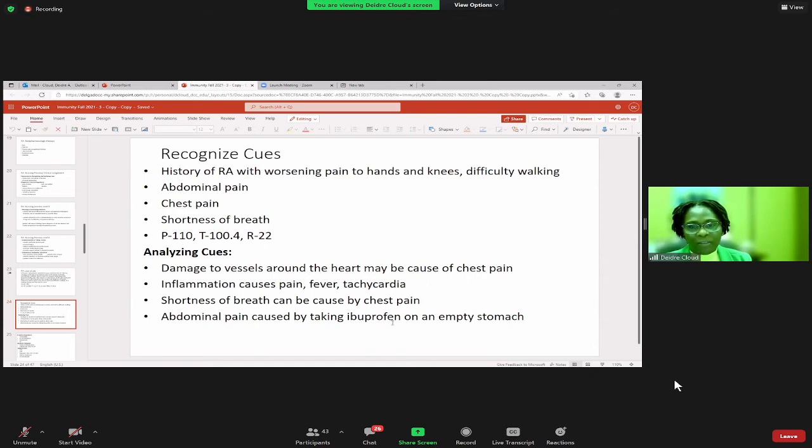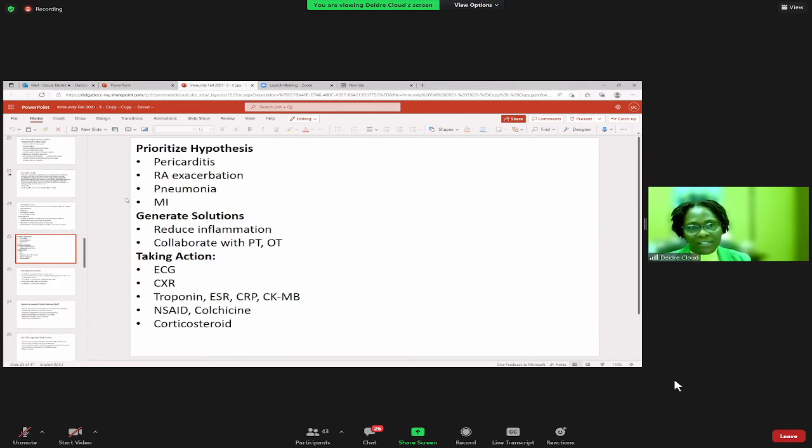And abdominal pain can be caused by taking an ibuprofen on an empty stomach. We hypothesized some things. It could be just pericarditis. It could be rheumatoid arthritis exacerbation. It could have been pneumonia. It could have been an MI. So that's some of our hypotheses.